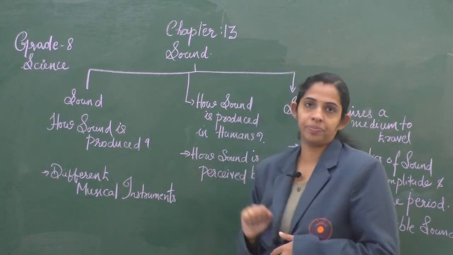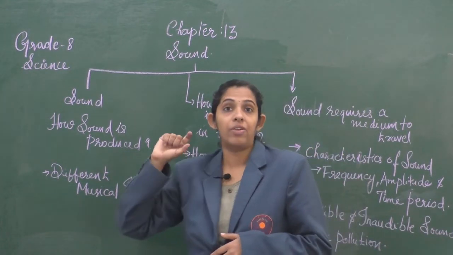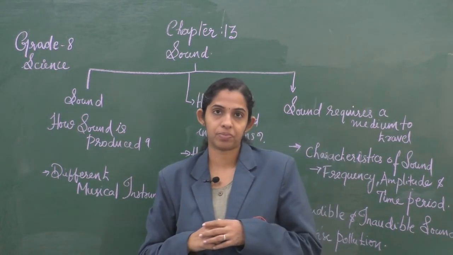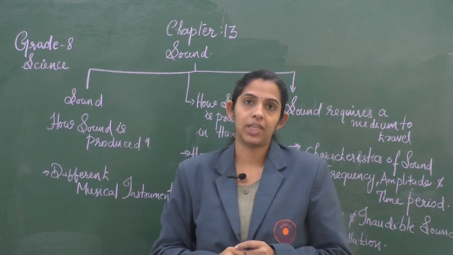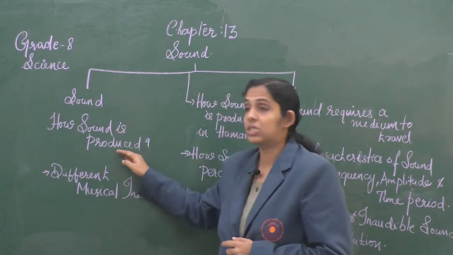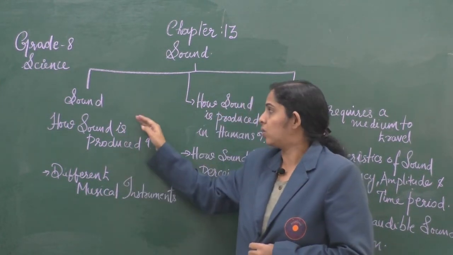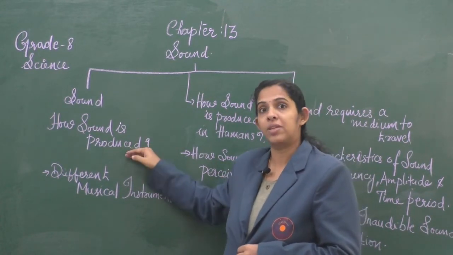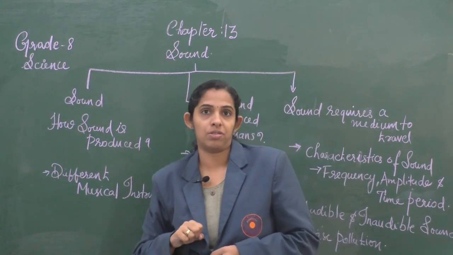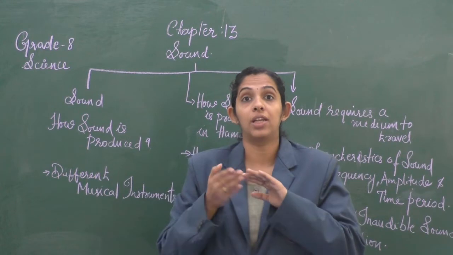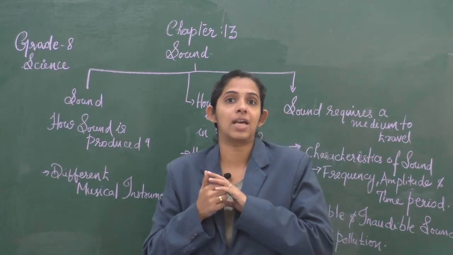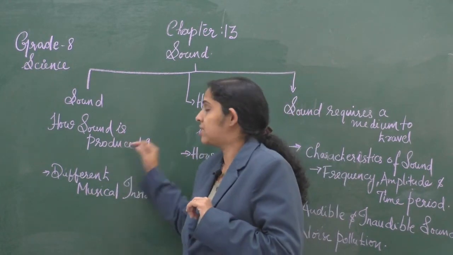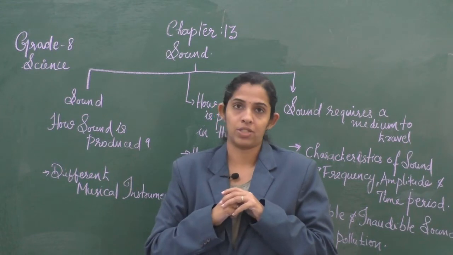Chapter 13, sound. In the first section of the chapter, we have defined the term sound. Sound is a form of energy which can create a sensation in our ears. Next, we have seen how sound is produced. Sound is produced by vibration of any material. So what is vibration? Vibration is a to and fro motion or the up and down motion of a material about a mean position. For example, the movement of a pendulum or that of a seesaw. All are examples of this vibratory or oscillatory movement.